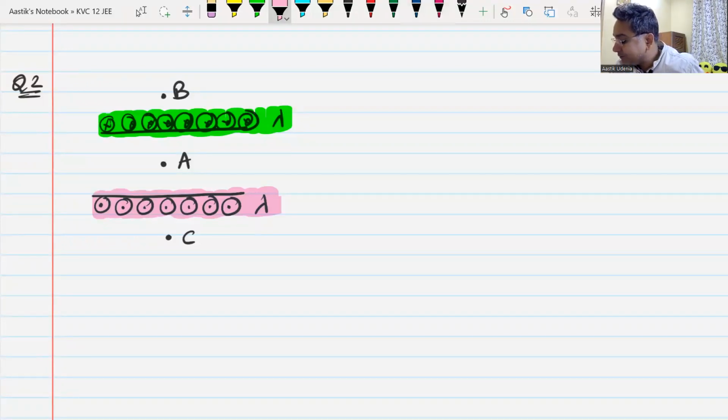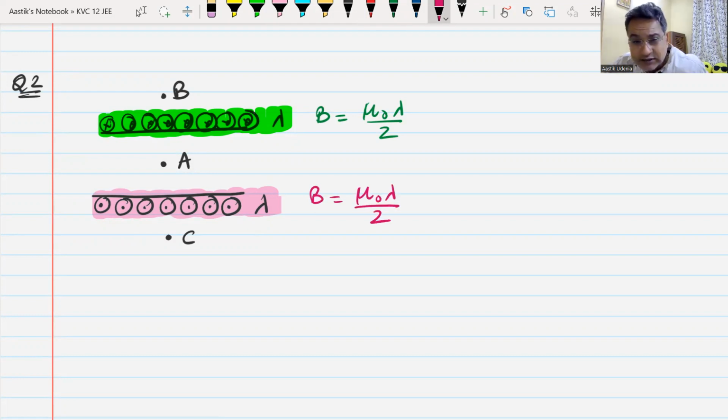This pink one, you must remember that both of these, whether it is the green one or the pink one, both will create the same field, mu naught lambda by 2. The only thing we have to understand is the direction of field. If they are cancelling each other out, the net field becomes 0. If they are adding each other up, mu naught lambda becomes the answer.